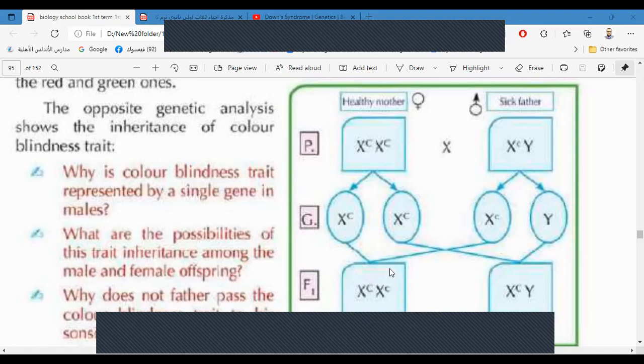But if this female marries a man with the same genetic structure as her father, so she has X^C X^c and the father has X^c Y, she is not sick. She has no color blindness, but maybe her daughters will carry two small c, two recessive genes. So maybe the daughters will carry the color blindness disease.